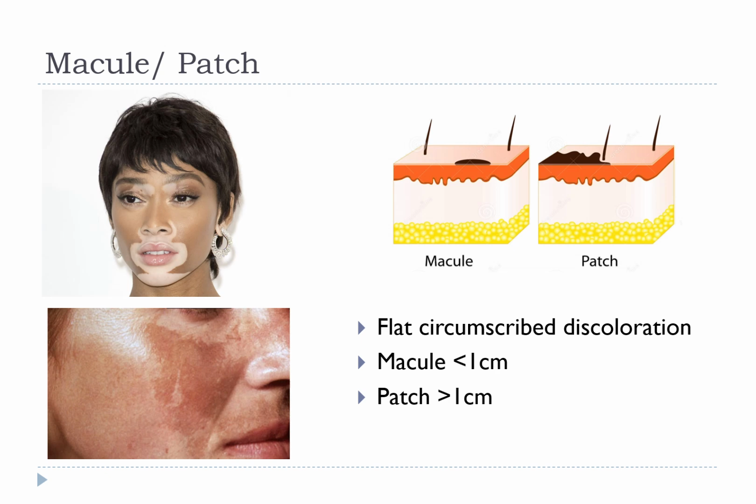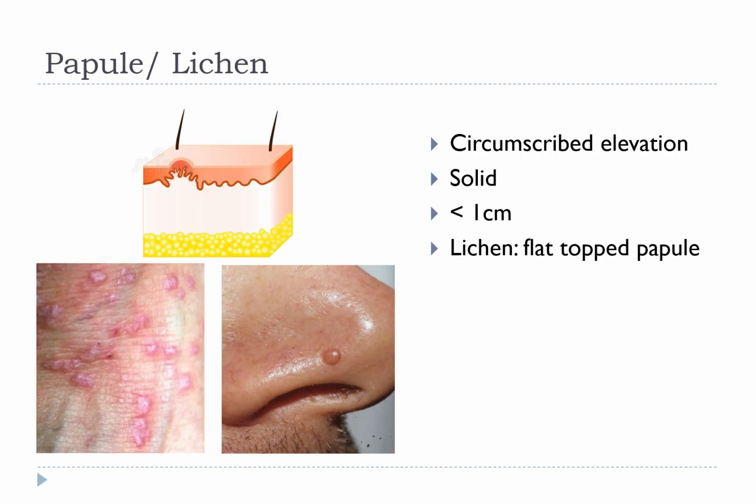These pictures show a case of vitiligo with depigmented patches and a case of melasma with hyperpigmented macules and patches. A papule is a small, circumscribed, firm elevation of the skin less than 1 centimeter in size. When it is flat-topped, we refer to it as a lichen. It may be of different colors.